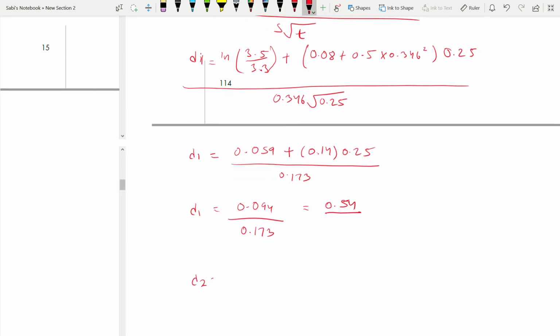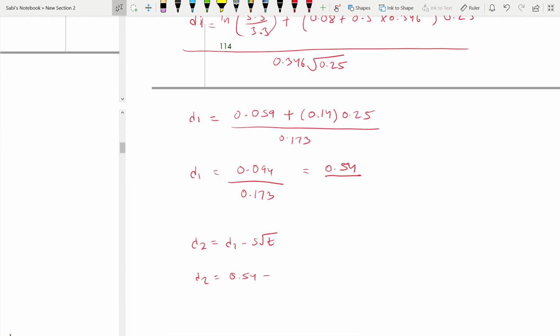So this is the formula for D2: D1 minus sigma root T, right? So D2 is, what was my D1? 0.54 minus... If you want to be very correct, then I'm not going to do the rounding up of the standard deviation. I'm going to take it as it is.